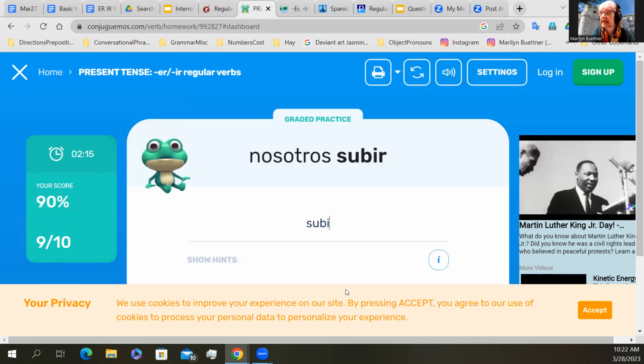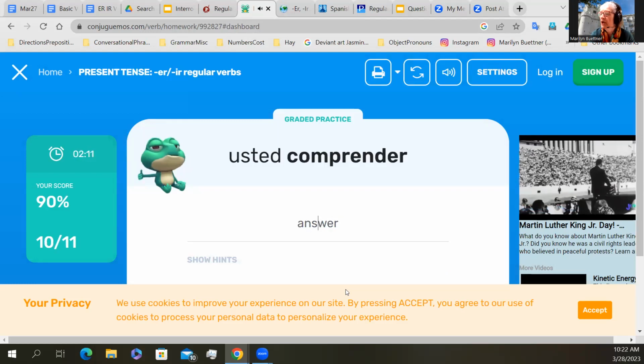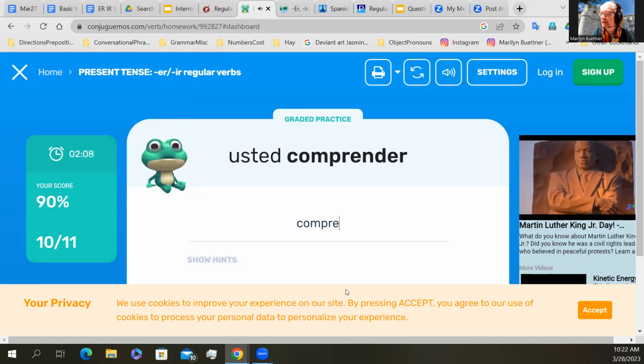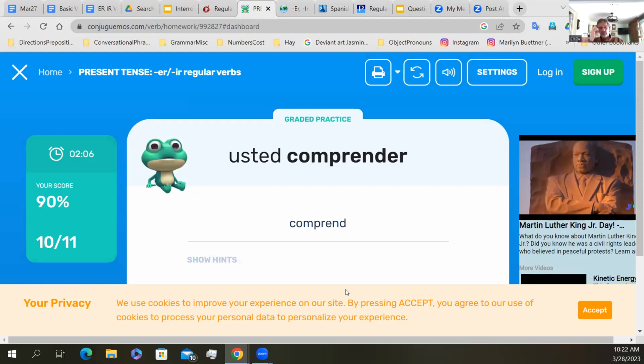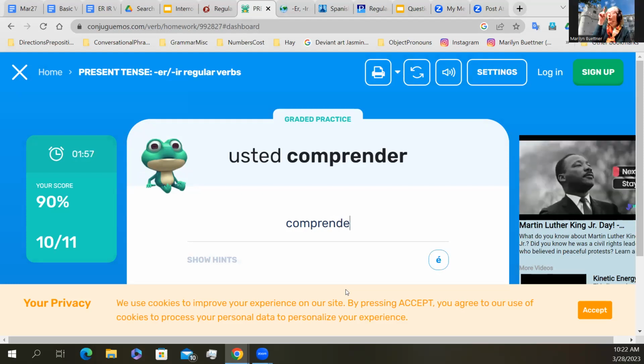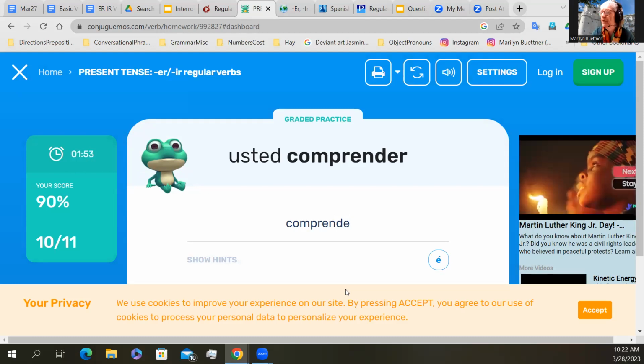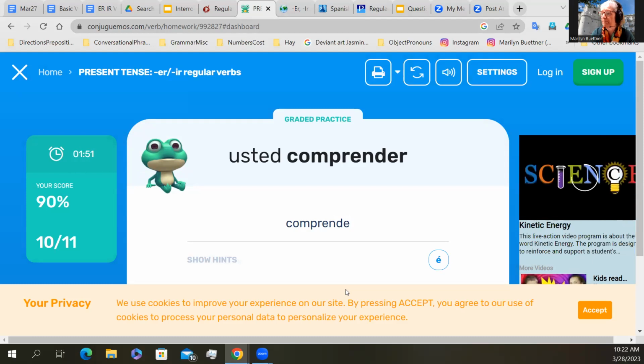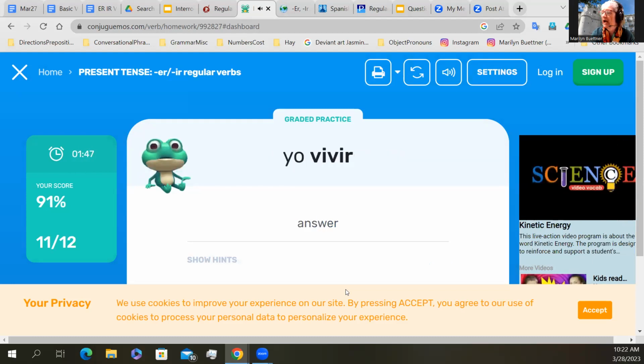Subimos. Excelente. You understand. Usted comprende. And no S at the end. Comprende. No S at the end. Right? Okay? They're repeating some here.